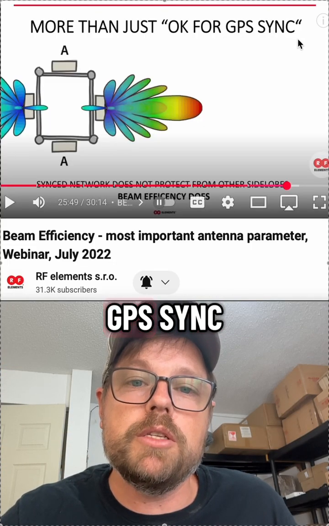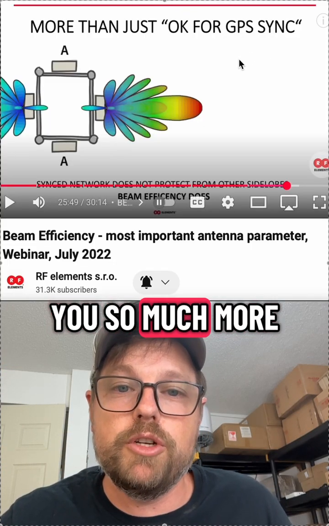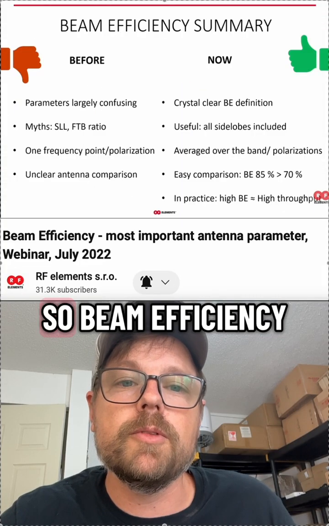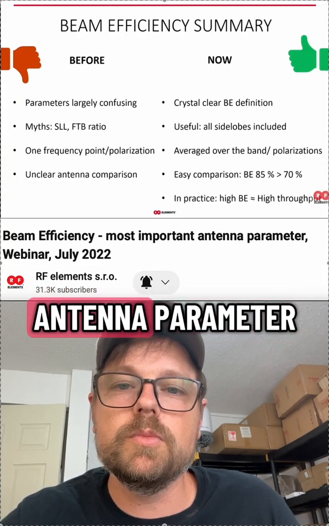Yes, you need GPS sync. GPS sync gets you so much more.